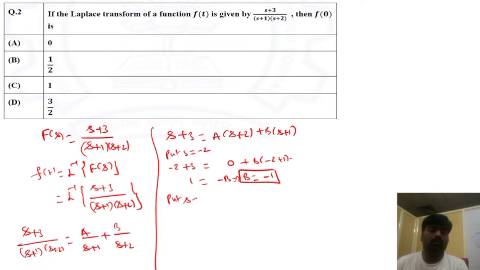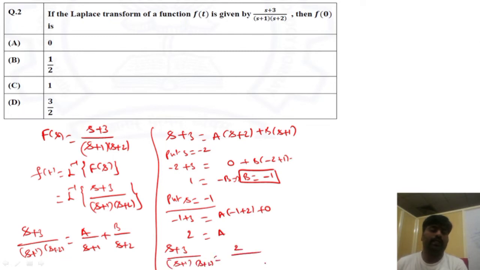Put s equal to minus 1 in this equation: minus 1 plus 3 equals a into (minus 1 plus 2) plus 0. So 2 equals a. Therefore a is 2 and b is minus 1, so s plus 3 by (s plus 1) into (s plus 2) can be written as 2 by s plus 1 minus 1 by s plus 2.